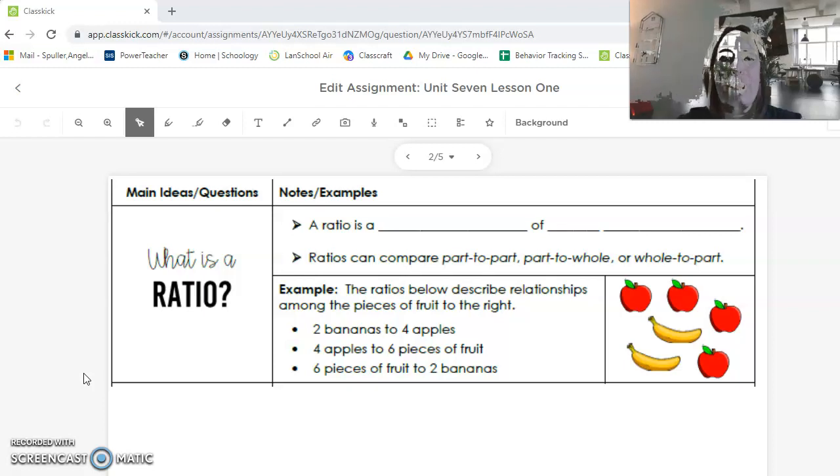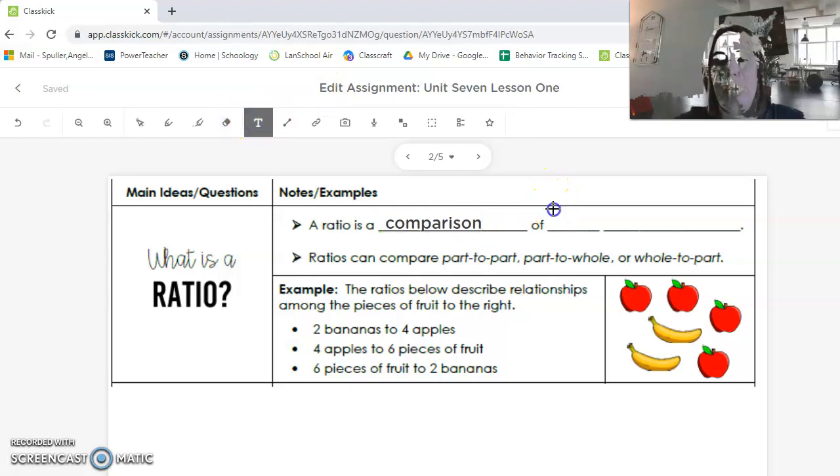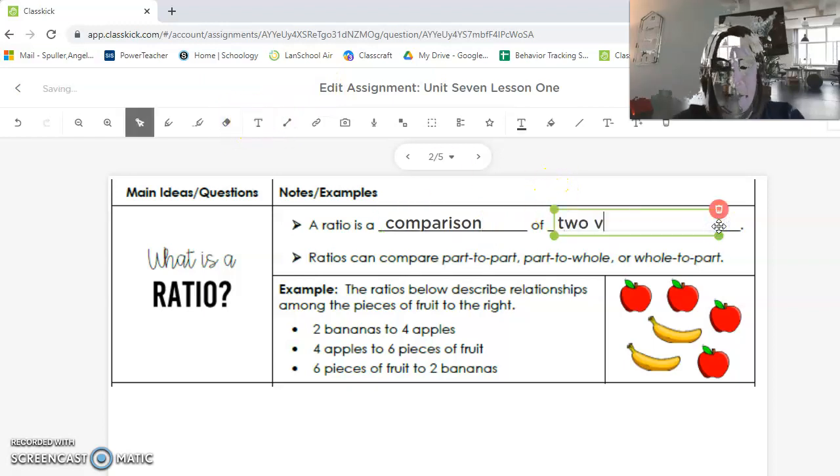So what is a ratio? Well, a ratio is a comparison of two values. Ratios can compare a part and another part. They can compare a part to a whole, or they can do a whole to a part.